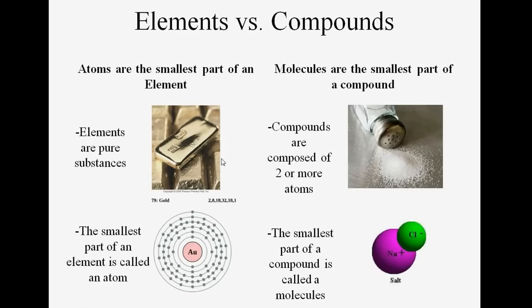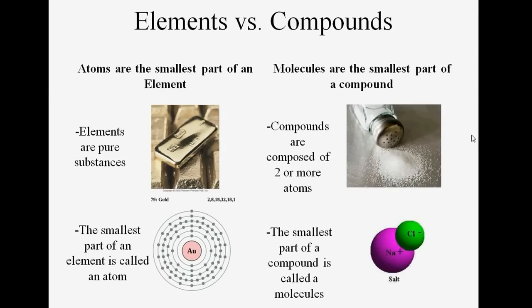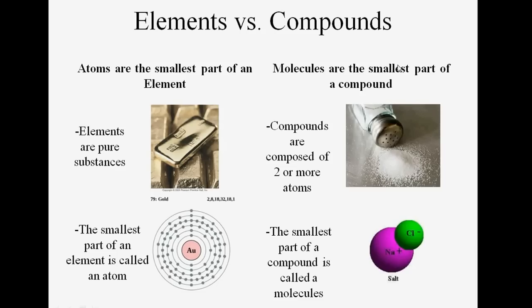So right here in the picture, you have gold. The smallest piece of gold looks like this. It's an atom. On the other hand, you have compounds. Compounds are composed of two or more atoms. Some common compounds are table salt, as depicted in this picture, or water. You guys know water, H2O. Now, the smallest part of the compound is actually called a molecule. And so the molecule is depicted right here in NaCl. So remember, atoms are the smallest part of what? Elements. Good job. And molecules are the smallest part of what? Compounds. All right.